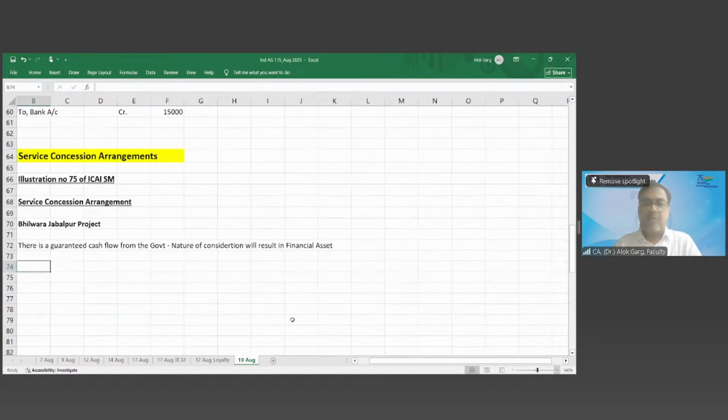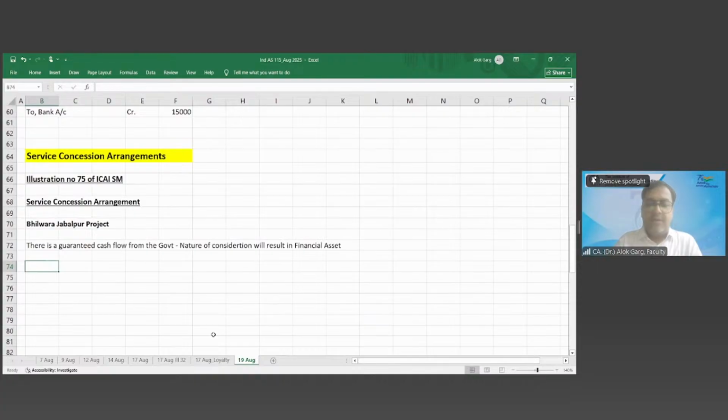Now coming to the accounting. You have to do the accounting during the construction period and during the operation and maintenance period. Accounting during construction period.